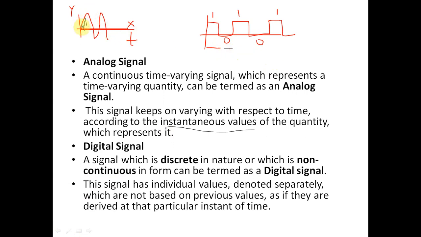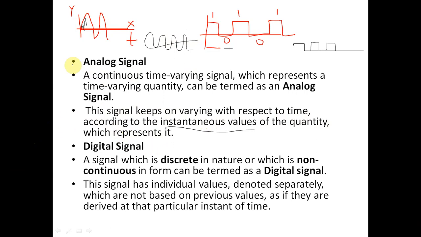But in analog signal, each and every point is written as it is, continuously. But digital signal is written in this fashion. So keep in mind, this signal keeps on varying with respect to time according to the instantaneous value of the quantity which represents it.